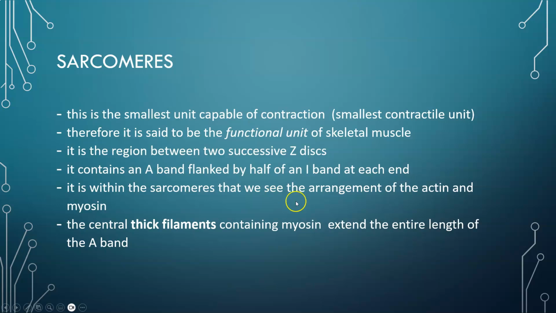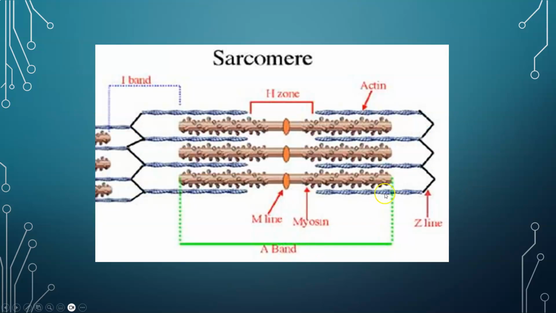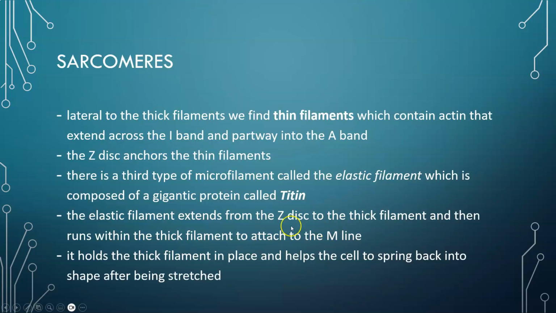It is within these sarcomeres that we see the arrangement of the actin and the myosin. The central thick filament contains myosin, which extends the entire length of the A band. Again, we can see here this is the A band, and the thick filament, the myosin, which is represented here in brown, is where we find the A band. So the A band in a relaxed muscle state runs from the tip of one myosin to the tip of the other myosin, and they are contained within the two Z discs. Therefore, this represents a sarcomere with the myosin running within the A band.